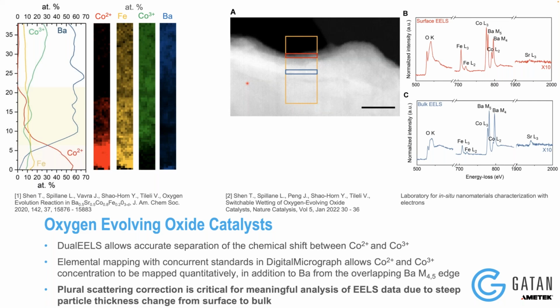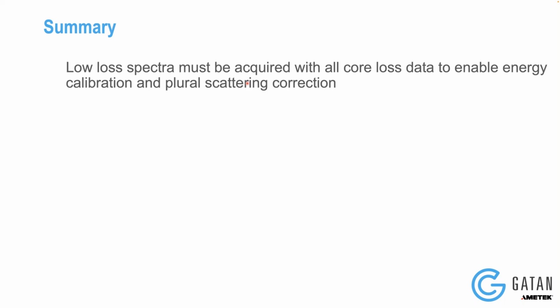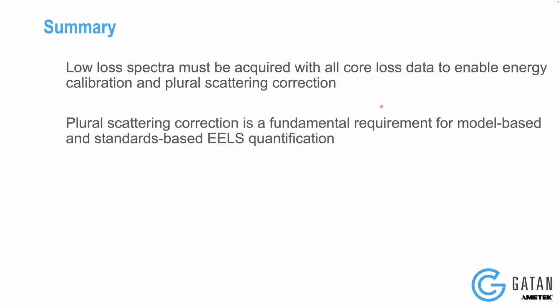Okay, so that's the last example that I wanted to show. And just a summary slide to recap. So low loss spectra really must be acquired with all core loss data to enable energy calibration and plural scattering correction. Plural scattering correction is really fundamentally required for model-based and standards-based EELS quantification. If you don't do plural scattering correction, you're really not getting the full advantage of doing the quantification by these methods, and you can end up with just results that are wrong or misleading.